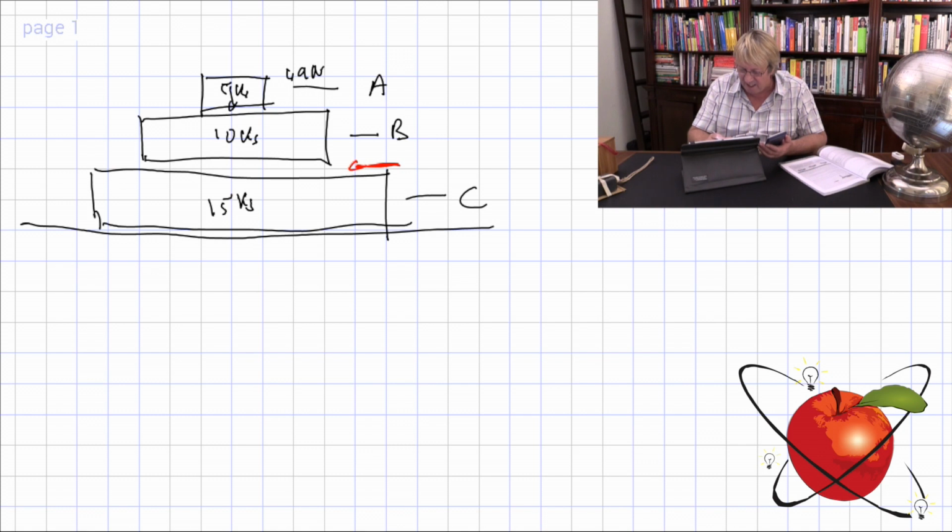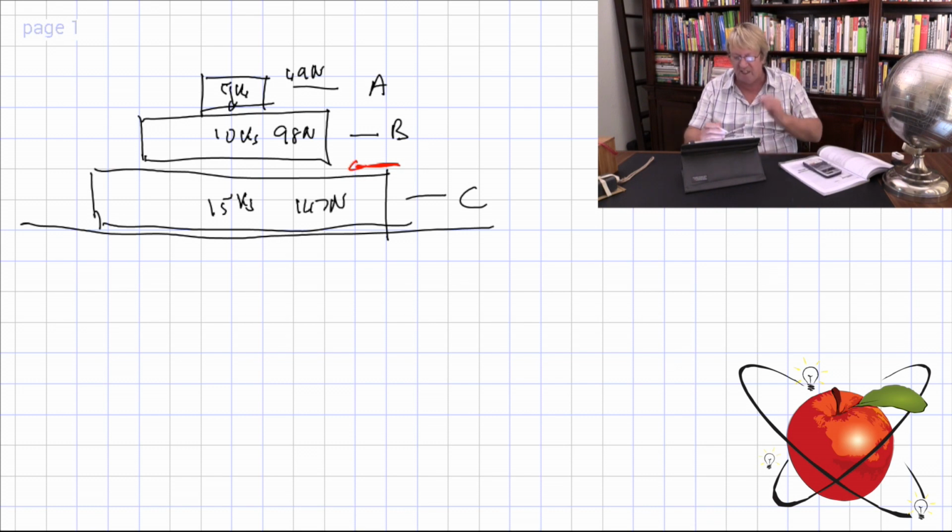10 kilograms is 98 newtons. 15 times 9.8 is going to be 147 newtons. All I've done is I've changed the mass to be the weight. So I'm going to have to lie there and push up over here like that. I'm going to have to push up with what? 98 plus 49. Isn't that so? I'm going to have to push up with 98 plus 49, 147.